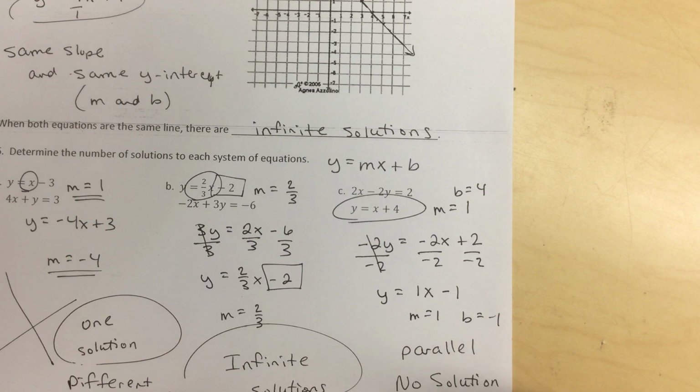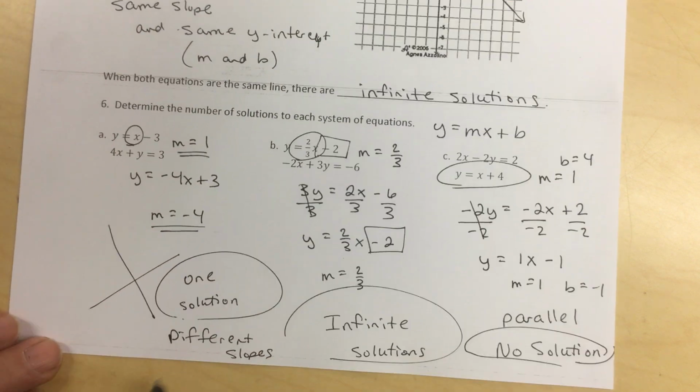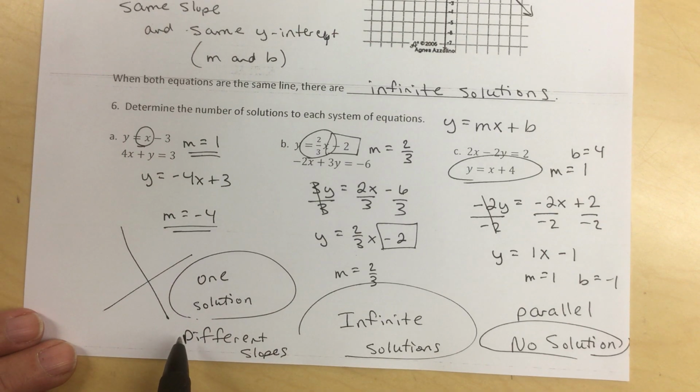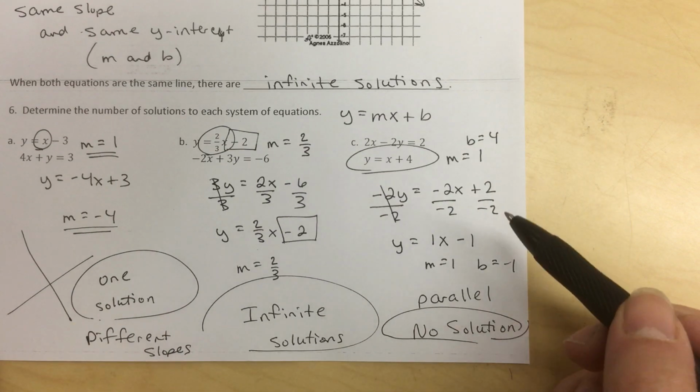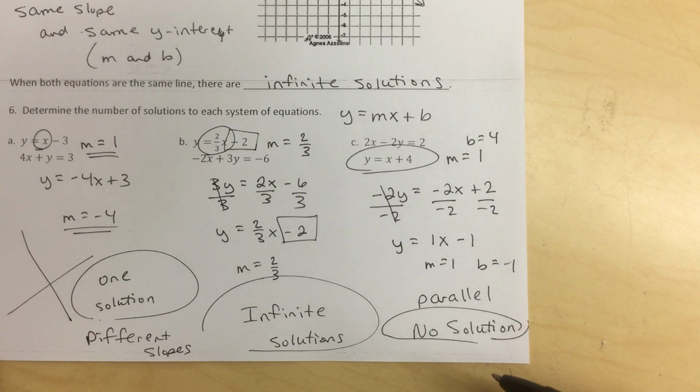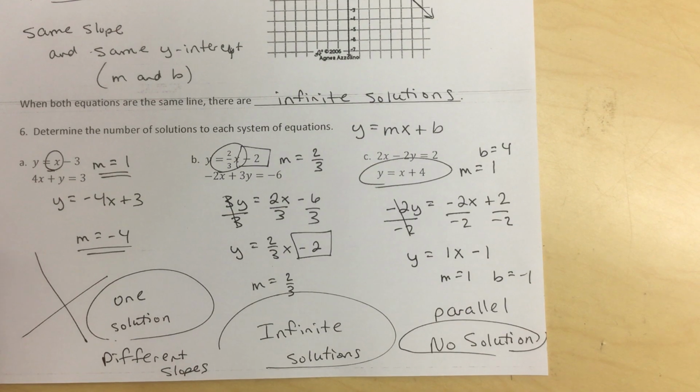So those are your 3 different situations. Either they cross once because they have different slopes; they have the same slope and the same y-intercept, so they end up being the exact same line, that's infinite solutions; or they have the same slope but different y-intercepts, making 2 separate lines, so then there's no solution. That should be enough information for you to do your assignment today.